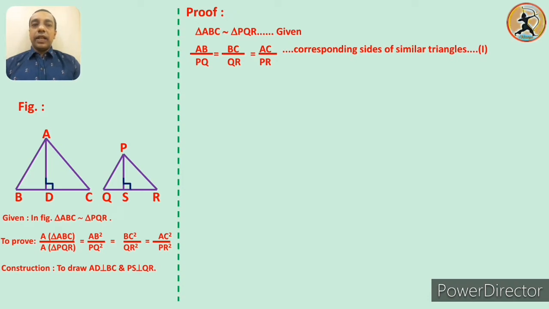The first statement and the reason will be of course corresponding sides of similar triangles. By the same way, we can write down angle B is congruent to angle Q. The reason will be corresponding angles of similar triangles. Statement number 2. Now students, let us concentrate on to prove.